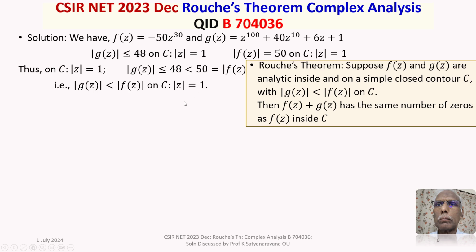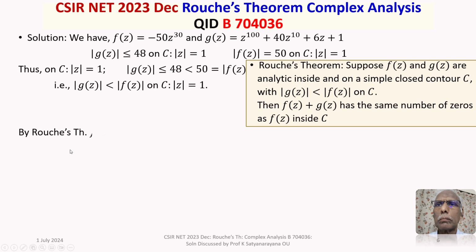that is the unit circle. Thus, the conditions of Rouche's theorem are verified and they satisfy the conditions of Rouche's theorem. Therefore, by Rouche's theorem, f(z) plus g(z), that is the whole polynomial, z to the power of 100 minus 50 z to the power of 30 plus 40 z to the power of 10 plus 6z plus 1, the whole polynomial f(z) plus g(z) has the same number of zeros as f(z). f(z) is minus 50 z to the power of 30. That is by Rouche's theorem.